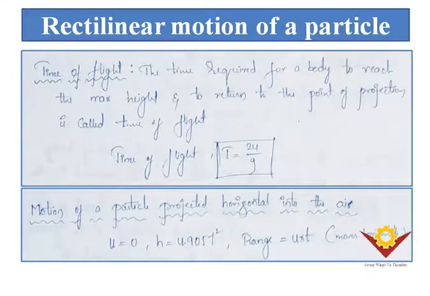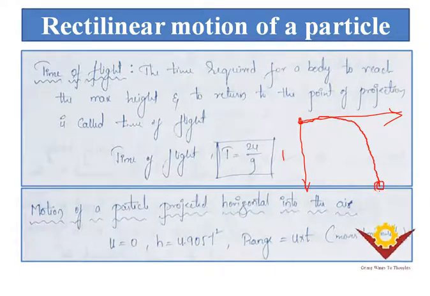Take one fixed point. From here you leave your body freely towards the earth, and this is one case. In the second case you are throwing horizontally, and it will reach the ground like this. But the time taken to reach the ground, whether you throw vertically downwards or horizontally, will be the same. It is very, very important to solve the problems.